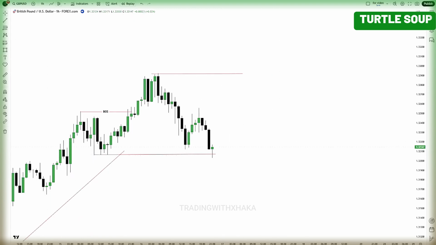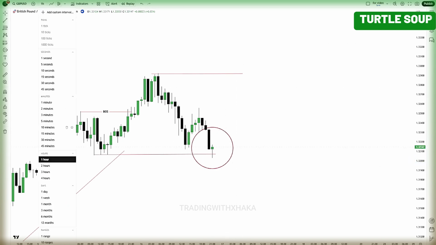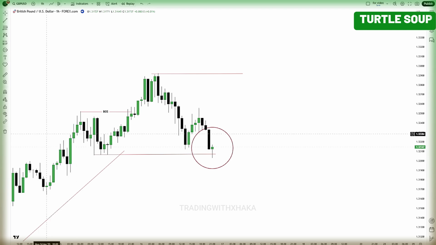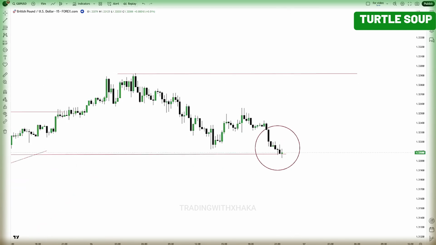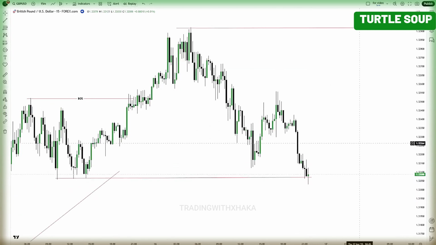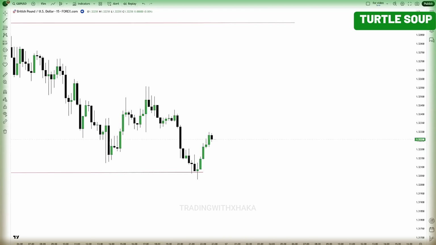Next thing, see the sweep candle here. It sweeps and closes. So the next thing to do is look for a market structure shift in the 15 minutes time frame. So let's move down to the 15 minutes time frame. Let's wait for the 15-minute structure to form.